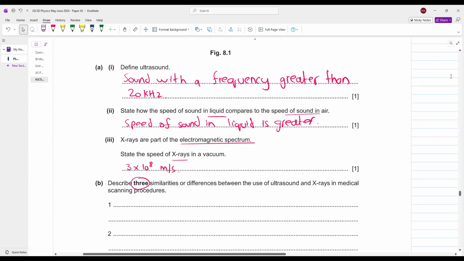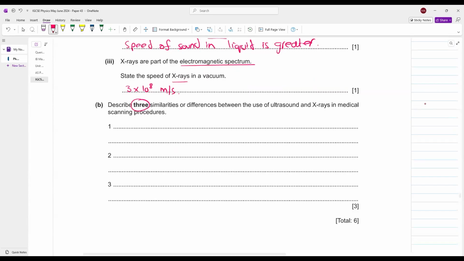State three similarities or differences between the use of ultrasound and X-rays in medical scanning procedures. अच्छा जी, आपने थ्री सिमिलैरिटीज या डिफरेंसेस बताने हैं between X-rays and ultrasound. First of all, you will say X-rays and ultrasounds are both used to examine internal body structures. What will be your second key point?